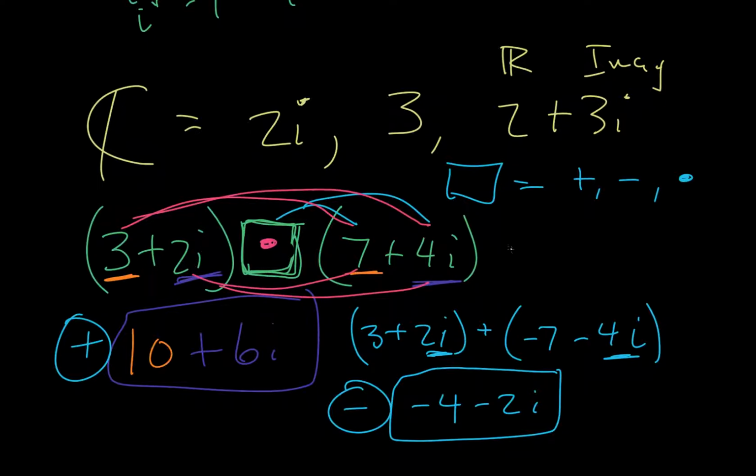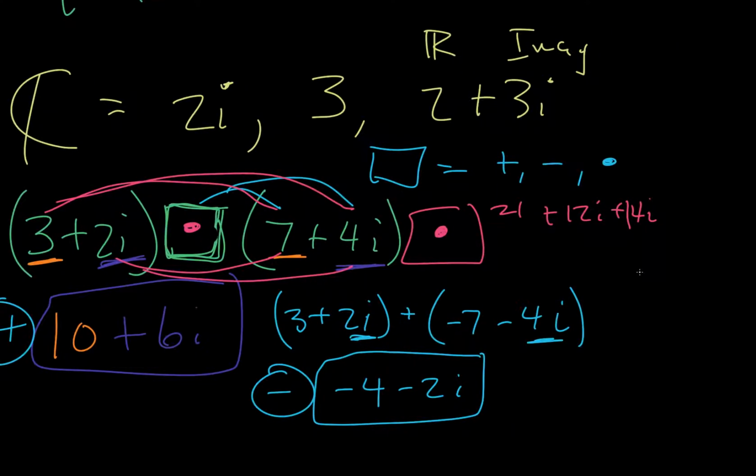So 3 times 7, so this is my multiplication answer. 3 times 7 is going to give me 21. 3 times 4i is going to give me 12i. 2i times 7 is going to give me 14i. And then 2i times 4i is going to give me 8i squared. Okay, now we need to simplify things.